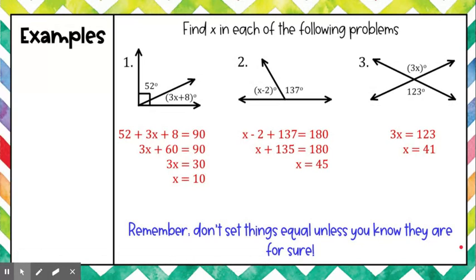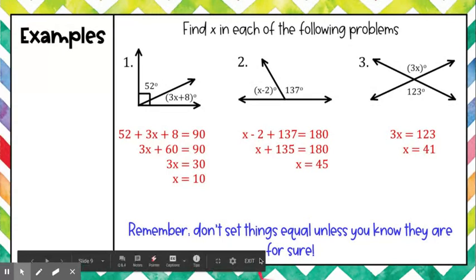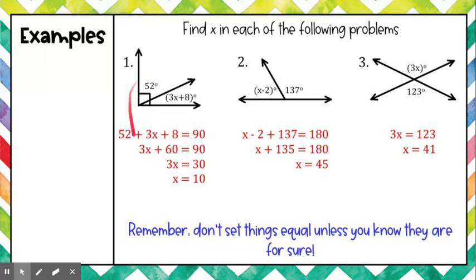So, some examples we have here: we're going to find x in each of the following problems. These are the same problems we had on each of our pages earlier. For the first one, we already said that 52 plus 3x plus 8 is going to give us 90 degrees. So right here we have set our problem up: 52 plus 3x plus 8 equals 90. Let's combine like terms. We have 52 and 8 is 60, and we still have 3x. To get rid of the 60, we're going to subtract 60 from both sides. 90 minus 60 is 30, then we have our 3x. 3x is really 3 times x, so we're just going to divide by 3, so x equals 10.